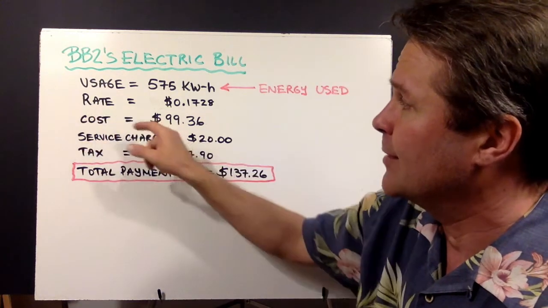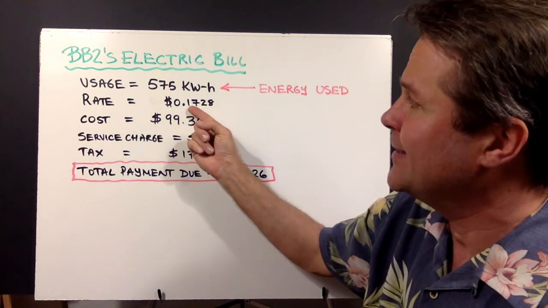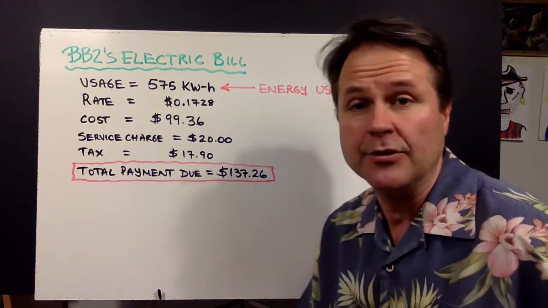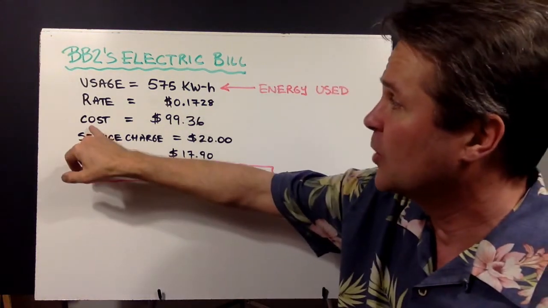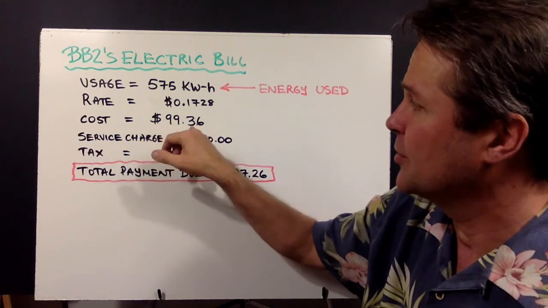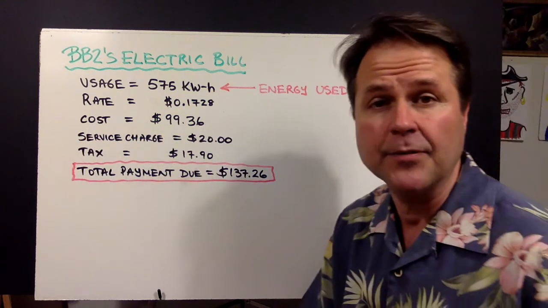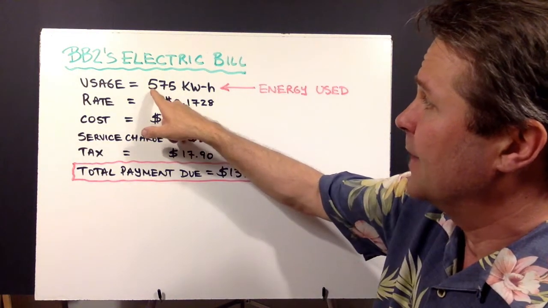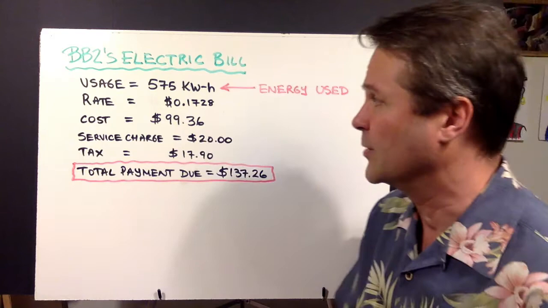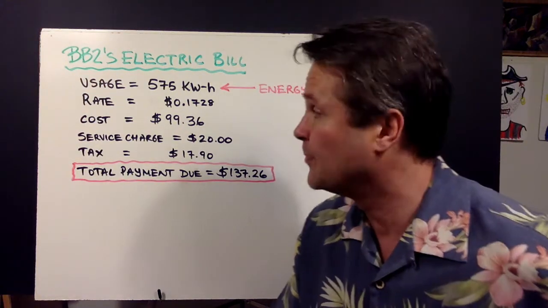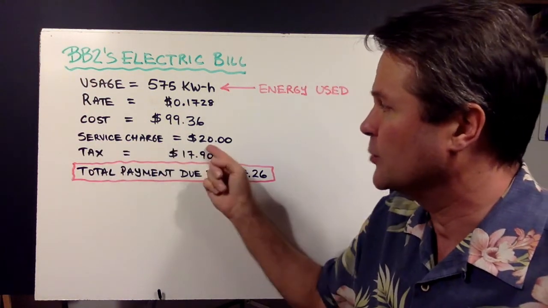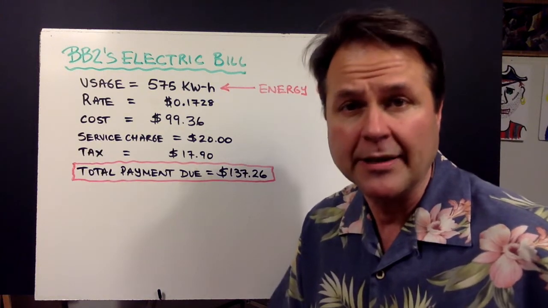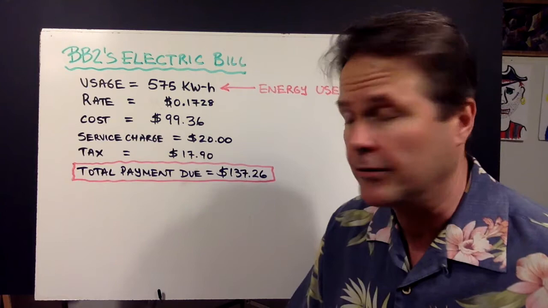Now the rate my company charges me is 17.28 cents, or $0.1728. So that works out to a cost of $99.36 just to pay for the electricity that I used. The way I arrived at that is I take 575 and multiply it by the rate. Now, there's also a service charge of $20 that the meter man has to be paid, and the entire company has all sorts of costs that are factored in.